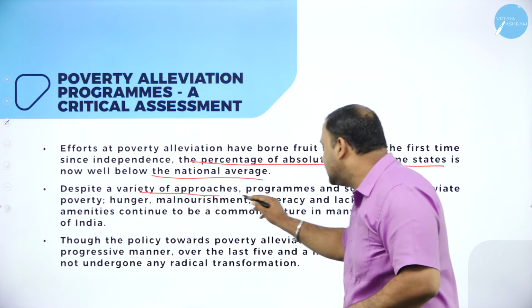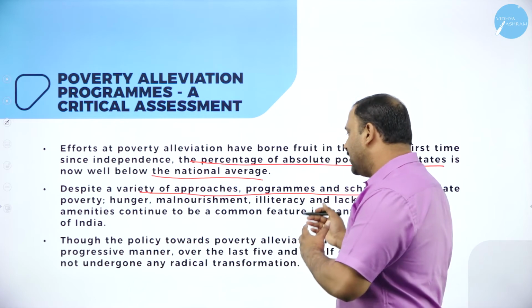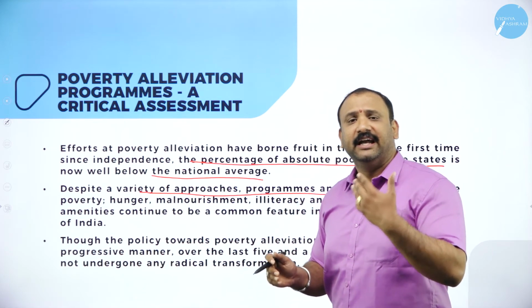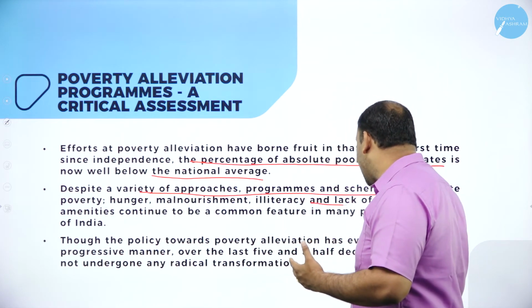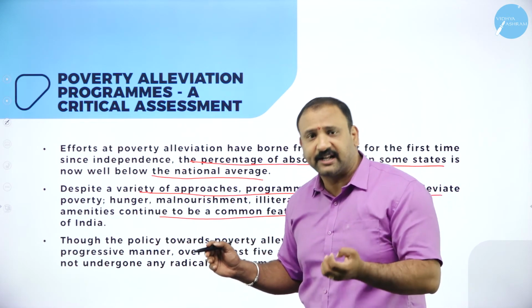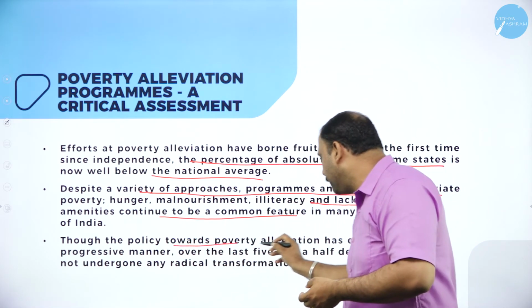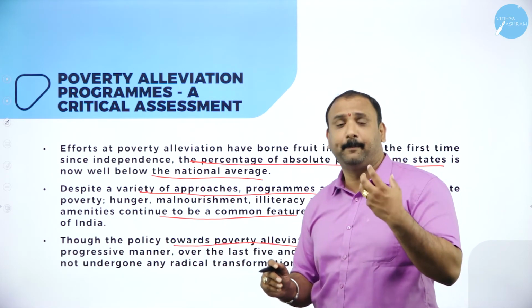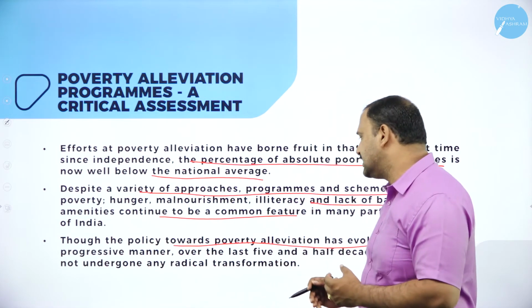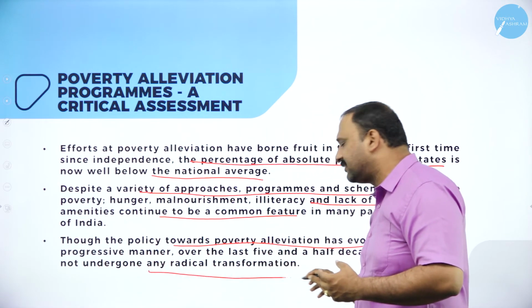Despite the varieties of approaches, the programs and schemes to alleviate poverty and hunger, we have seen that malnutrition, illiteracy and the lack of basic amenities continue to remain a common feature. Yes, they are a factor that needs to be looked upon, though the policy towards the poverty alleviation has evolved in a progressive manner. Definitely, yes, over the last 5.5 years, but we have not undergone any radical transformation.